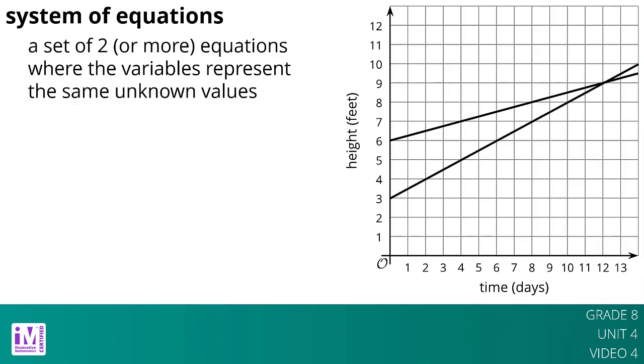We can write equations for plant A and plant B, where x represents the number of days after being planted and y represents height. Written as a system of equations, we have y equals 1/4 x plus 6 and y equals 1/2 x plus 3.